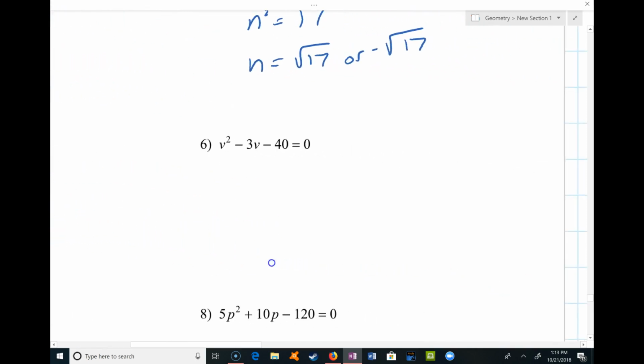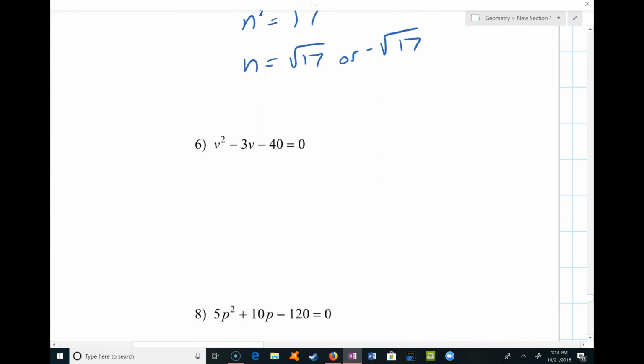Okay, moving right along here. Is this thing factorable? Let's see. We got a v and a v, and we got what? 40 times 1, 20 times 2, probably not. Looking for a difference of 3, right? So how about 10 times 4? That's not quite it. How about 5 times 8? Sure enough, that's a difference of 3, okay? So I want a negative 8 and a positive 5.